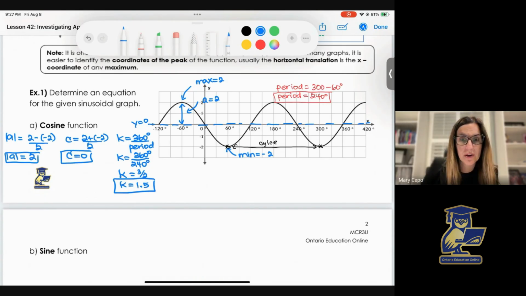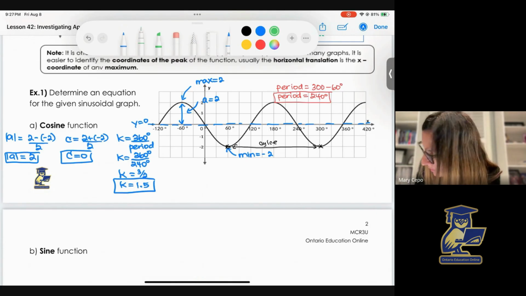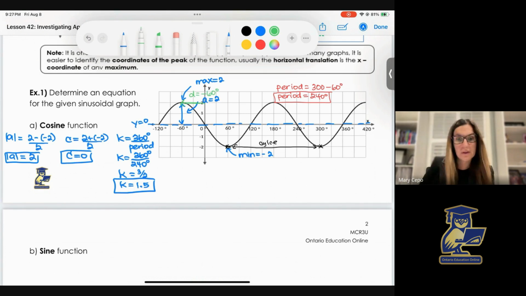Okay, so with that in mind, then we just need a d-value. Now, again, it's asked us to use the cosine function. So again, the d-value can be different depending on where you want to take it. We can go negative d. So in this case, d is equal to negative 60 degrees.